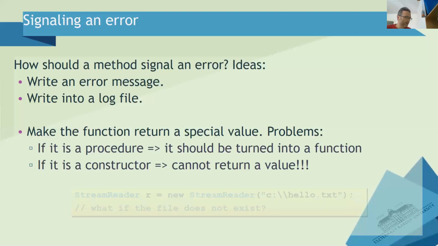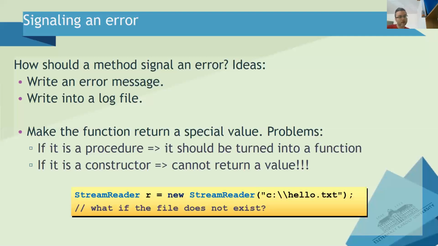So this is the first problem here. Constructors in OOP cannot be turned into functions. Therefore, the good question: how could a constructor signal an error? There is no way.